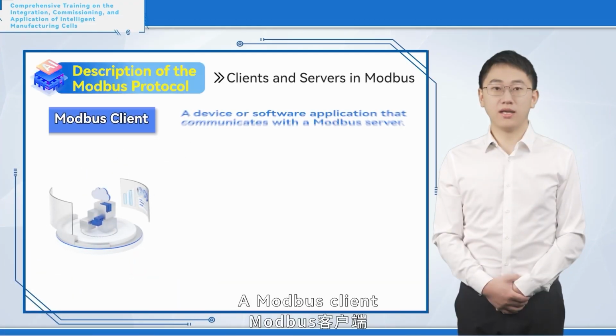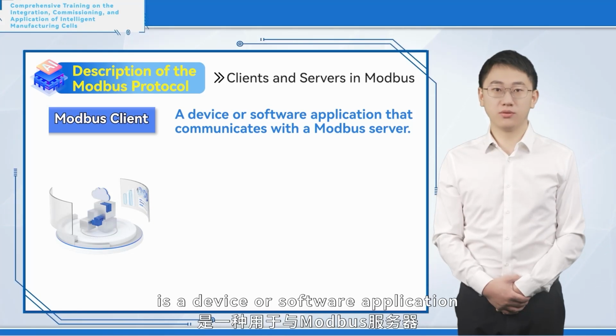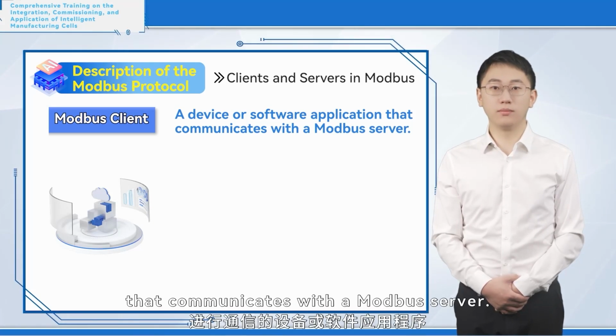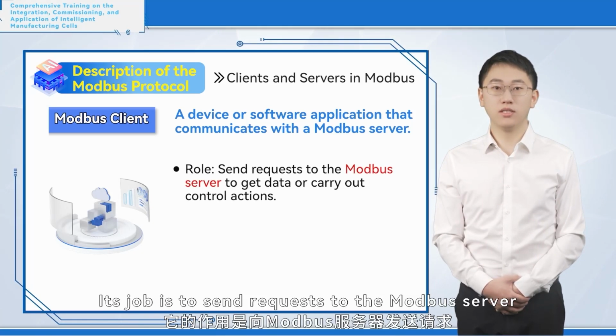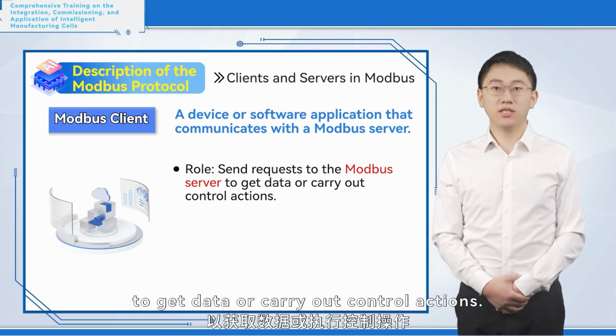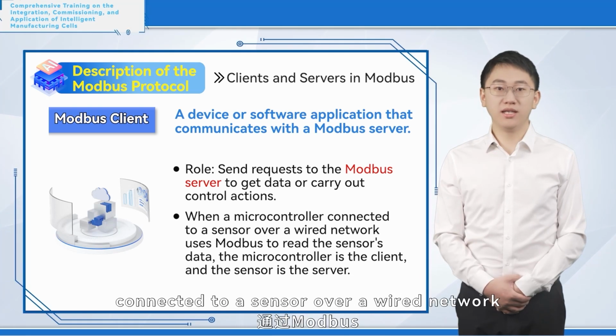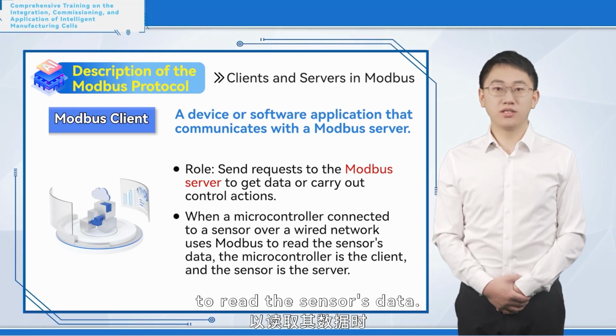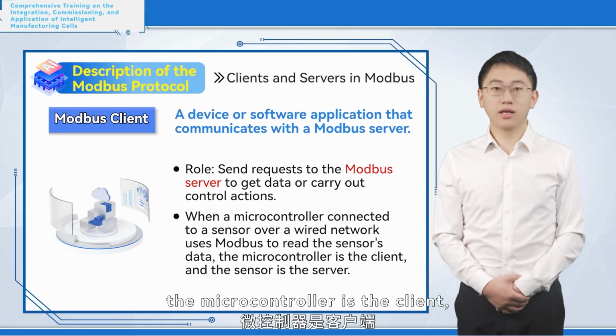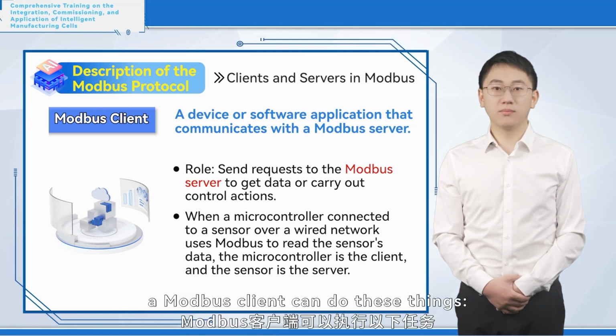2. Clients and servers in Modbus. A Modbus client is a device or software application that communicates with a Modbus server. Its job is to send requests to the Modbus server to get data or carry out control actions. For example, imagine a microcontroller connected to a sensor over a wired network using Modbus to read the sensor's data. In this setup, the microcontroller is the client and the sensor is the server. Specifically, a Modbus client can do these things.